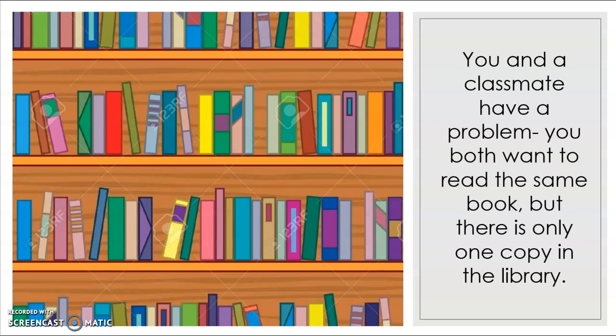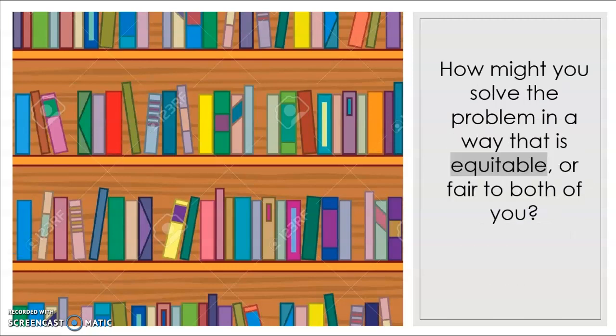Let's look at this example. You and a classmate have a problem. You both want to read the same book, but there's only one copy in the library. I bet this has happened to you before. How might you solve the problem in a way that is equitable or fair to both of you?